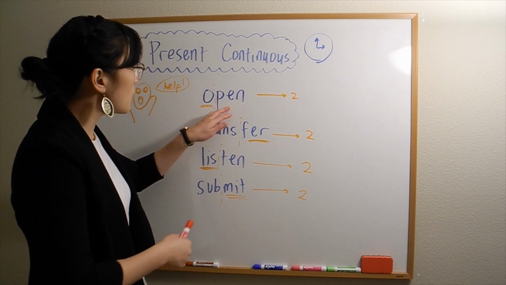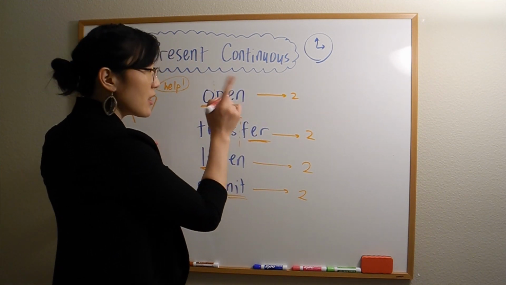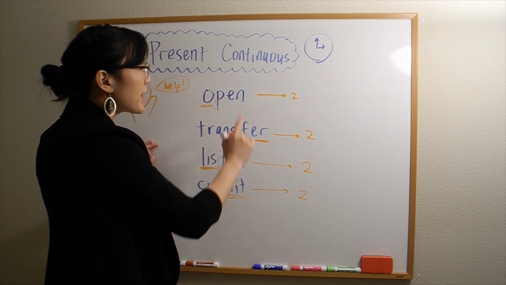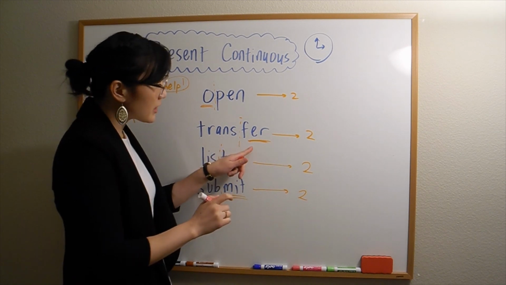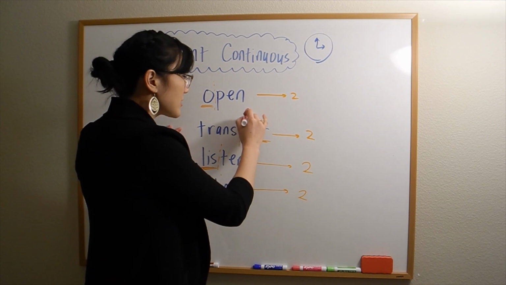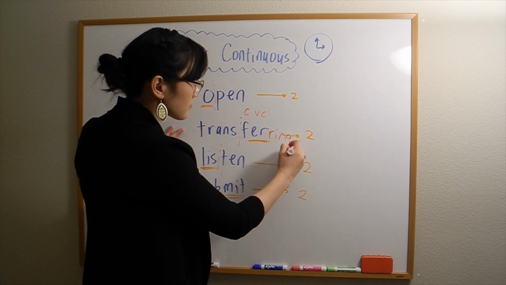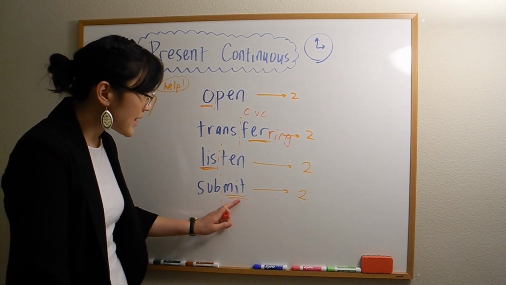For example, this one, no, right? So this one, it's not important if it's consonant, vowel, consonant. We only pay attention when the stress is at the end. So for example, here, this is the stress where it's stronger, right? And it's consonant, vowel, consonant. Then we double. Or here, the final sound, submit.